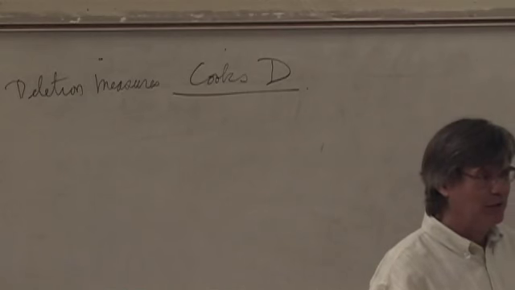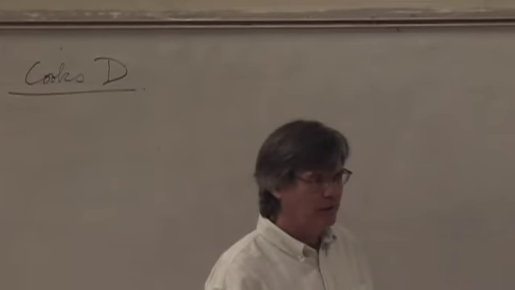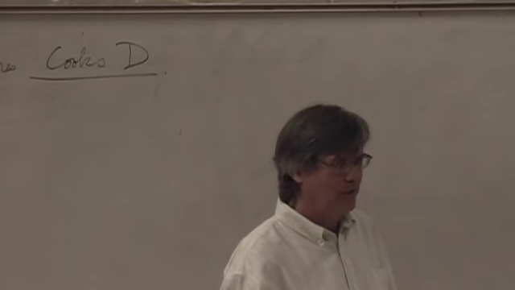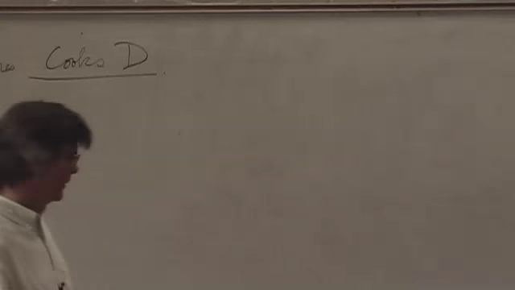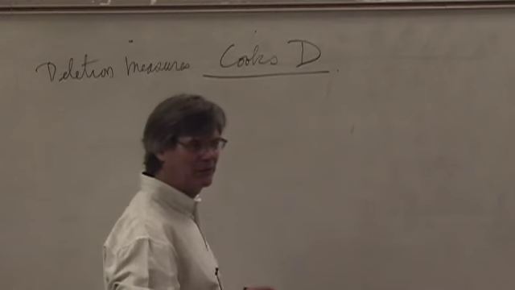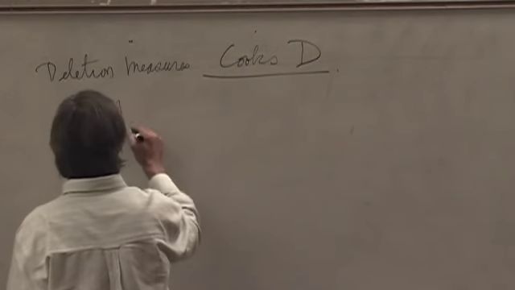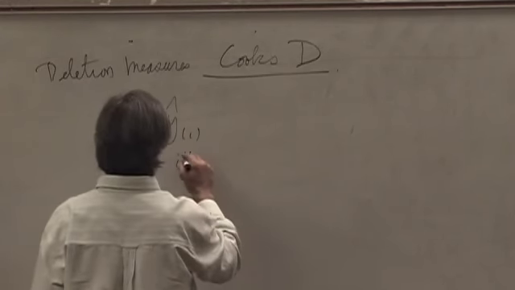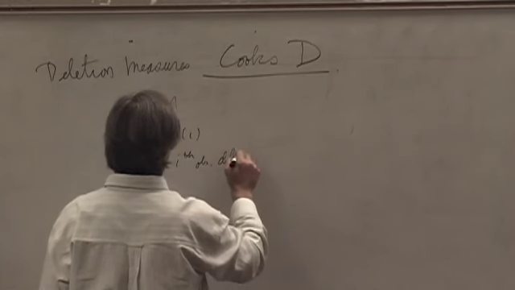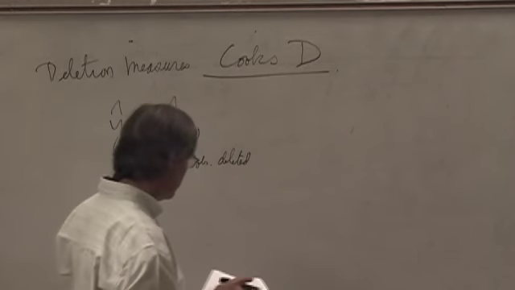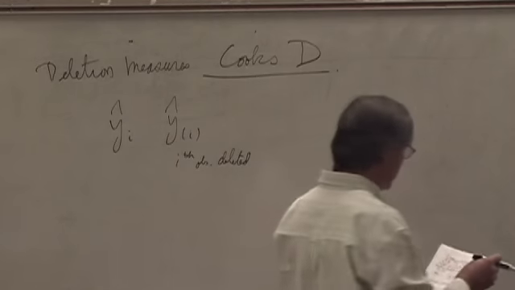Is that going to change anything? If it's merely a leverage point and not an influence point, then the beta shouldn't change, right? And your predicted value y hat sub i wouldn't be any different. So you've got y hat i and you have y hat deleted i, the ith observation deleted. If there's no influence, these should be about the same. So what I'm going to do is check to see if there is some influence.